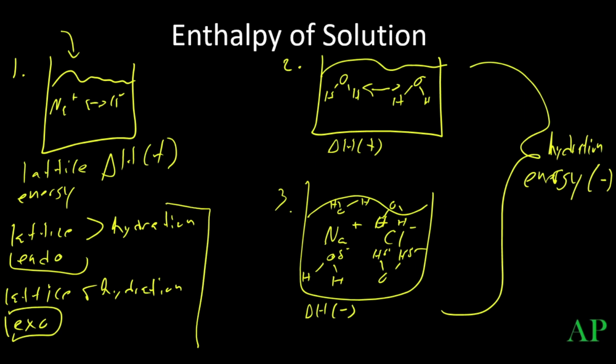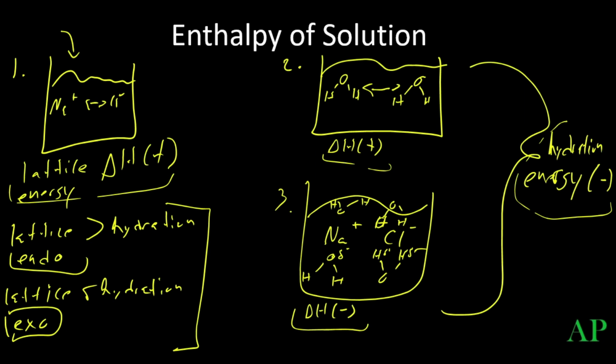You shouldn't be memorizing this, and you should not be memorizing any of these bits of information. The only things you should be memorizing are what the actual steps are and what the names for these things are. So steps 2 and 3 are just hydration energy, and step 1 is lattice energy. As far as the signs, you have to be able to deduce what they're going to be.